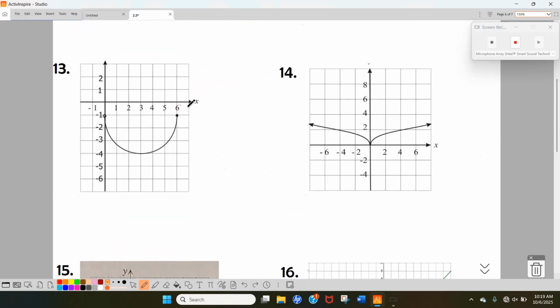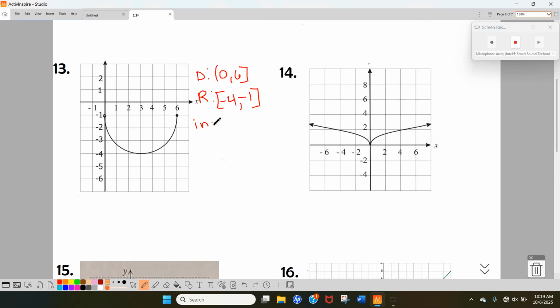All right, 13, domain. This is an open circle. Make sure you look carefully. So the domain is parenthesis 0 to 6 with a bracket. The range is -4. There's a point there. So bracket up to -1. And it's open here, but it's closed here. So it gets used. So bracket.